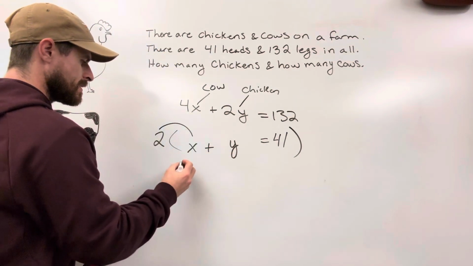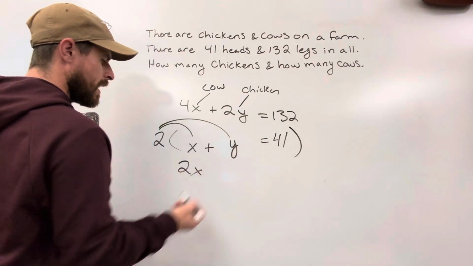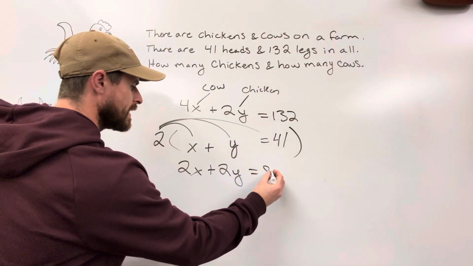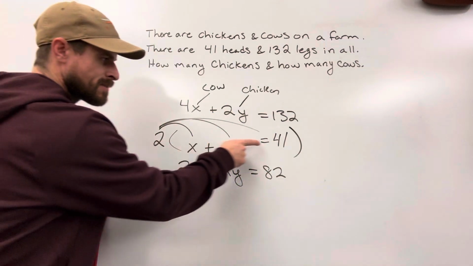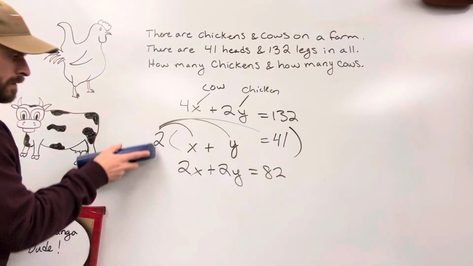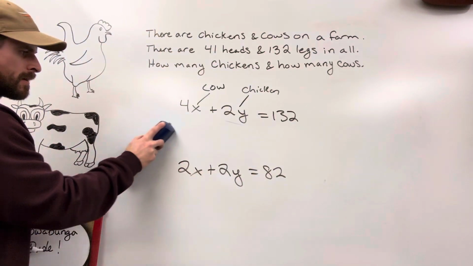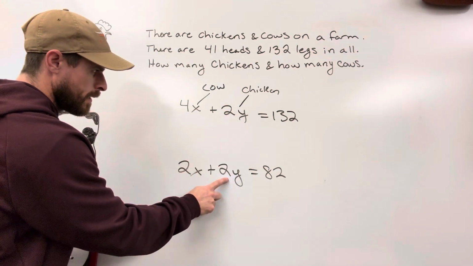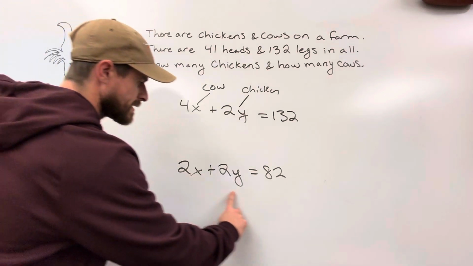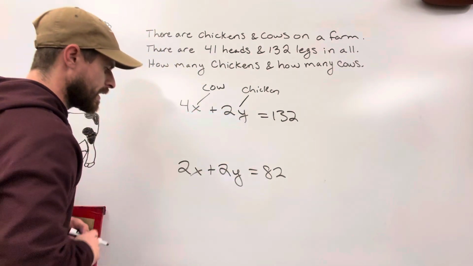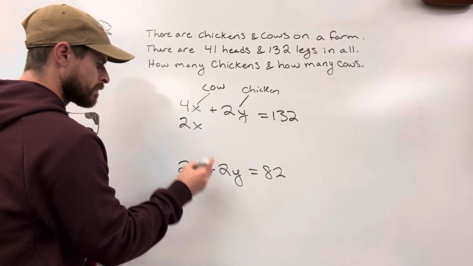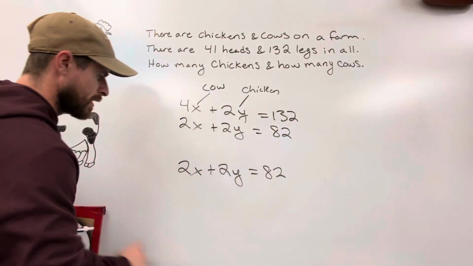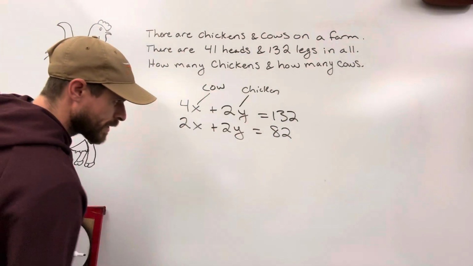So 2 times x is going to make 2x. 2 times y is going to make 2y. And 2 times 41 is going to make 82. Now, if I erase this middle equation that we created, you'll notice now that my system has identical matches with the y terms, meaning we can eliminate. So I'm just going to rewrite the same equation up a little bit higher so I have room to work down. 2x plus 2y equals 82. Now I can erase this information and start working down.